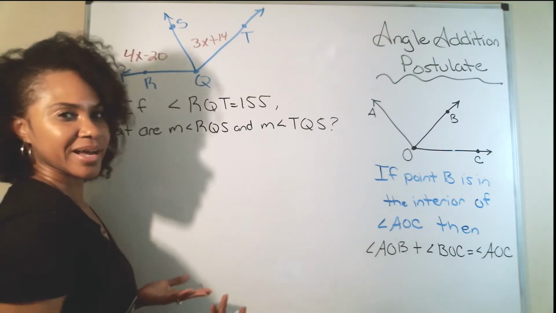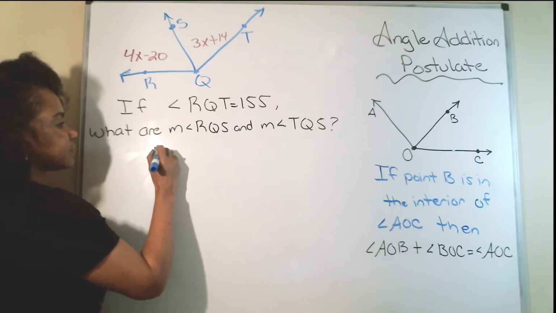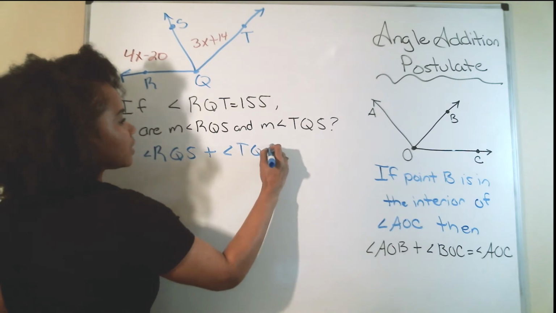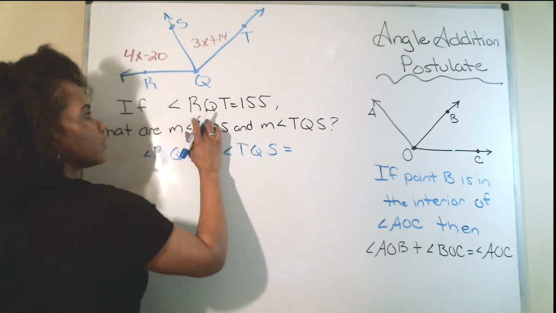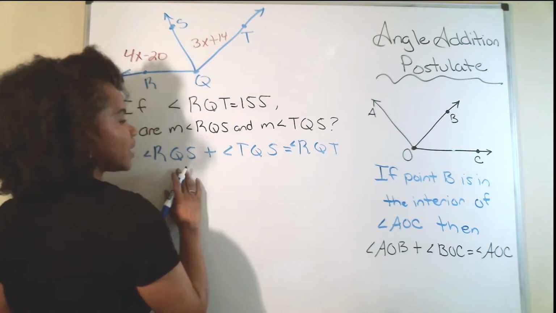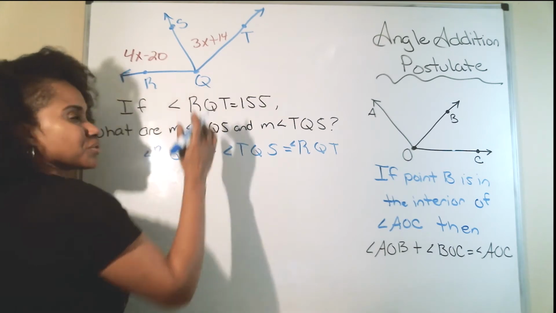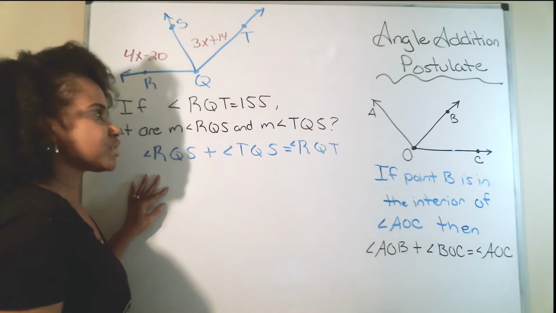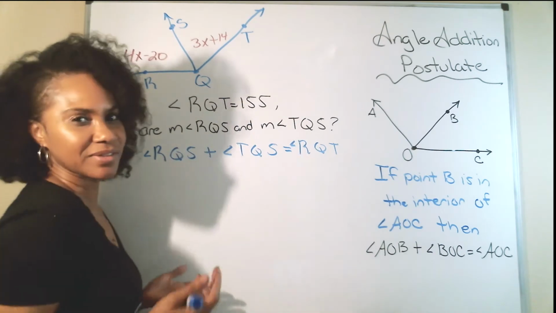So we can use the angle addition postulate. Angle RQS plus angle TQS is equal to angle RQT. You don't have to rewrite the angle addition postulate each time. You're just using the letters that you're given, but I'm showing you how I'm going to set up my equation to find x, because I need to find x if I want to find the measure of each one of these angles.